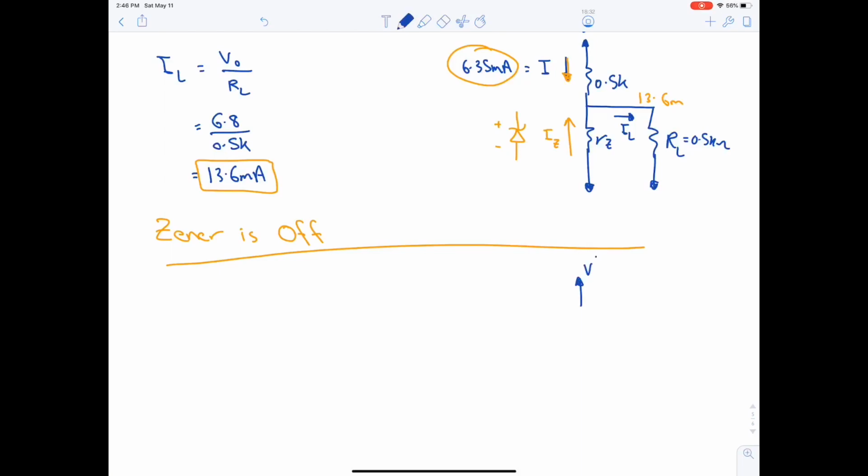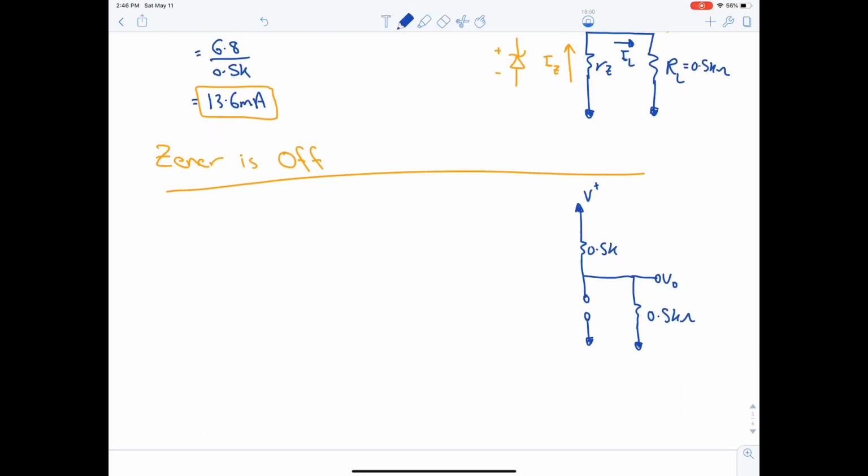V plus, 0.5K. This is an open circuit, ground, and this is the 0.5 kilo ohm load. This is V naught. If you want to find V naught here, what can you do? If you want, you can simplify this further because the current is in series and it will look like this. You can do either nodal analysis or voltage division. Voltage division is much easier.